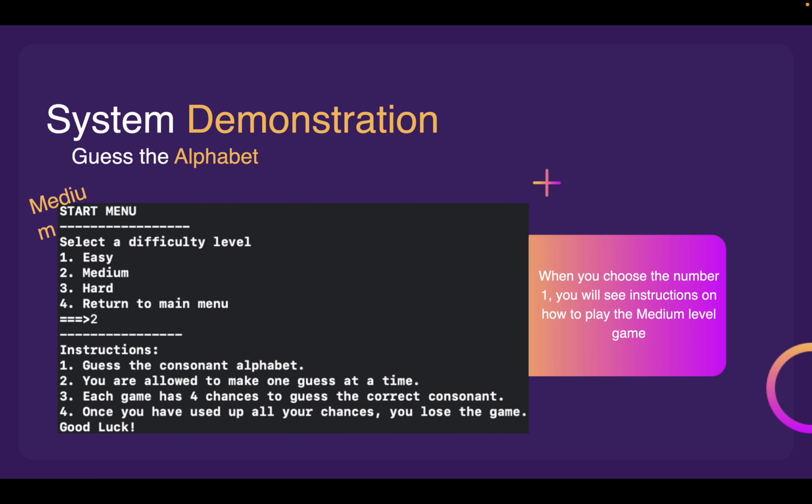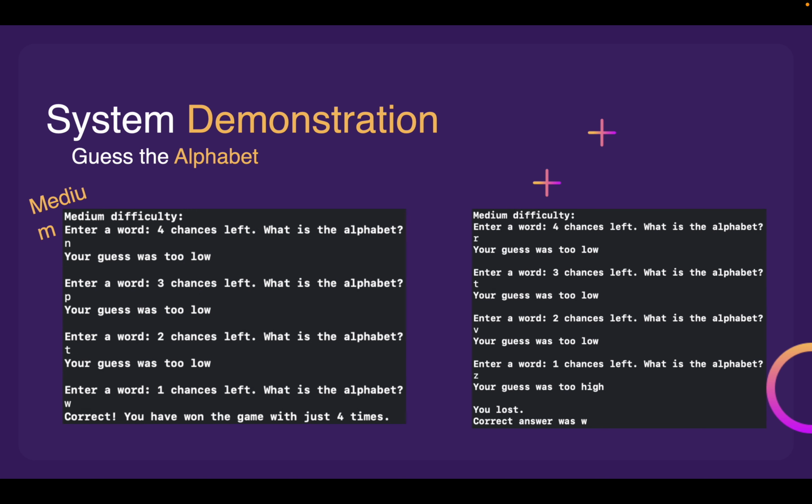We have the medium level here. If you select number 2 from the start menu, you will be presented with instructions, of course. Then the game will start. Here, you will have 4 chances and you will enter a letter among only consonants. And here you will receive feedback about the distance of your guess from the letter you need to find. And you will continue until you win or lose.